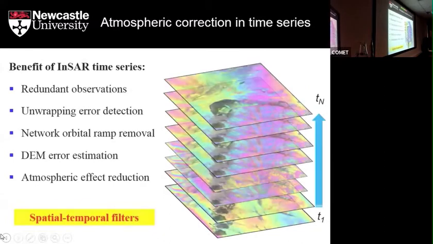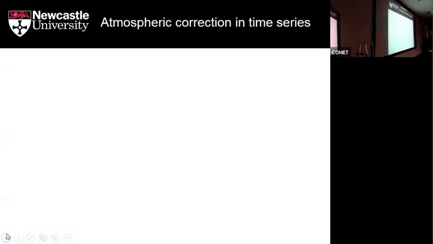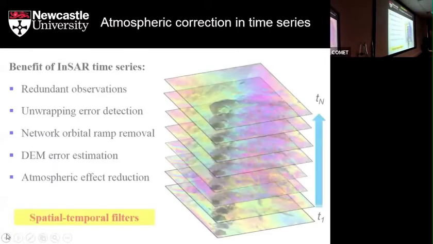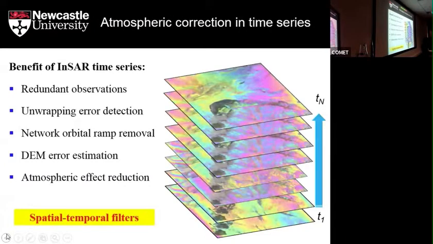So we can check for the unwrapping error, and also we can remove the orbital ramp using a network solution, and we can estimate the DEM error as well in the time series. And most importantly, we can reduce or mitigate the atmospheric error in the time series more easily. All these measures are based on the spatial temporal filters in the time series analysis.